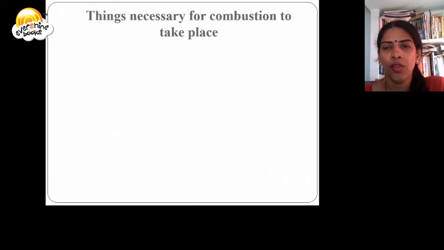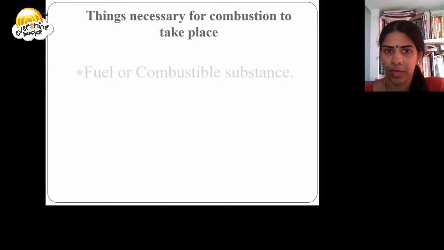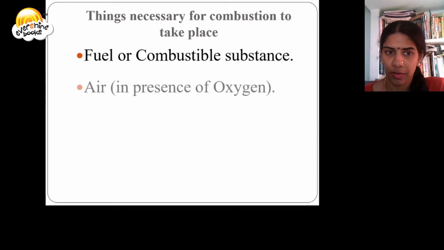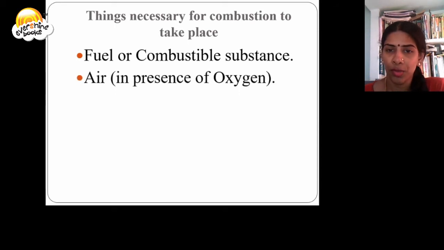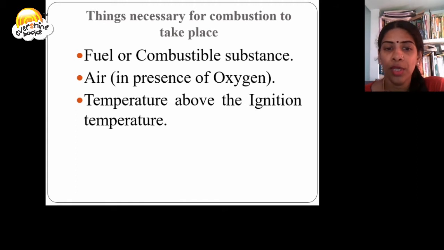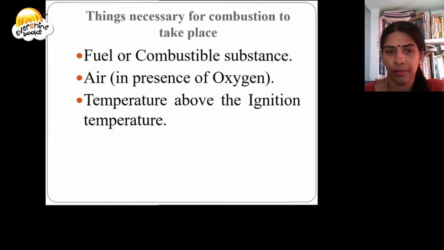Things necessary for combustion to take place: fuel or combustible substance, air which has the presence of oxygen, and temperature above the ignition temperature. That is, these are the conditions required for combustion to take place. We need a good fuel, we need air, and we need a temperature above the ignition temperature.